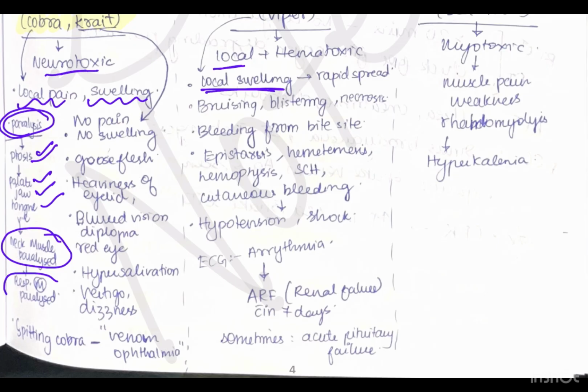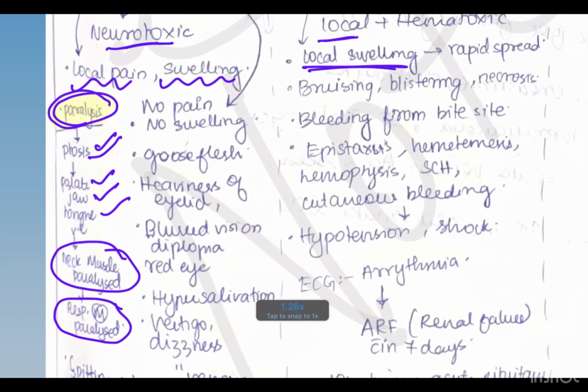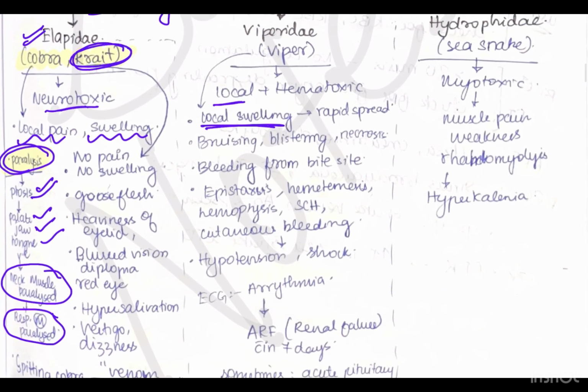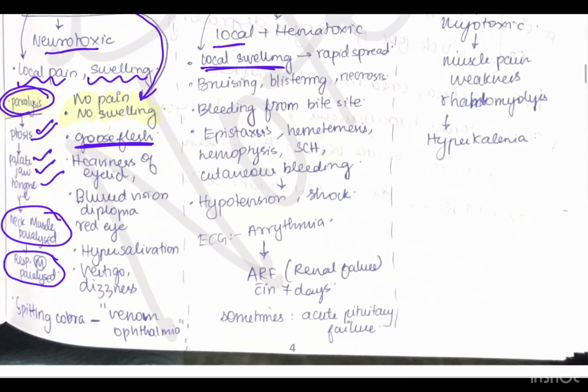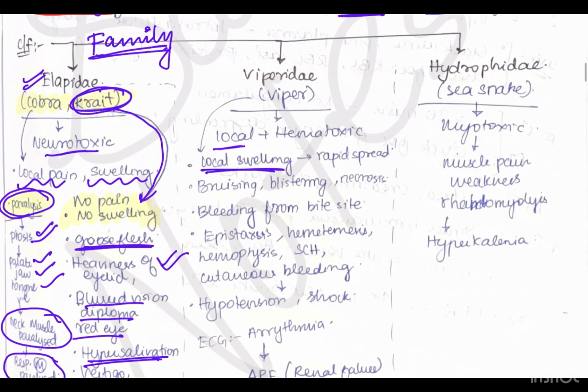Next, the neck muscle will be paralyzed. Slowly, the respiratory muscles will be paralyzed and the patient will die. This is in case of all the neurotoxic snakes. Whereas, characteristically, the krait has no pain and no swelling, and the patient's face becomes red. So, it is called goose flesh like appearance. And there is heaviness of the eyelid, blurred vision, diplopia, red eye, hypersalivation, and vertigo, dizziness.